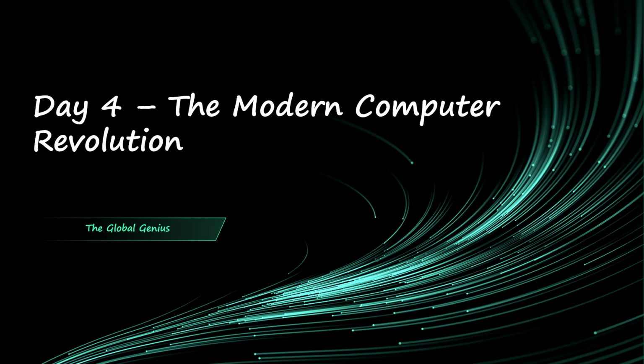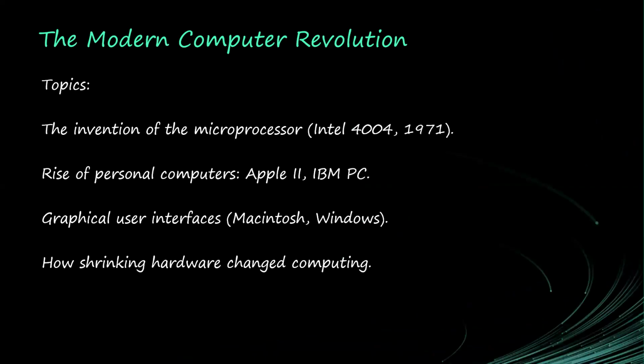So for the modern computer, we'll be looking at the invention of the microprocessor. This was the game changer. The microprocessor was the game changer. We no longer use the abacus, the Napier's bones. We no longer use all those things. We'll also take a look at the rise of personal computers.